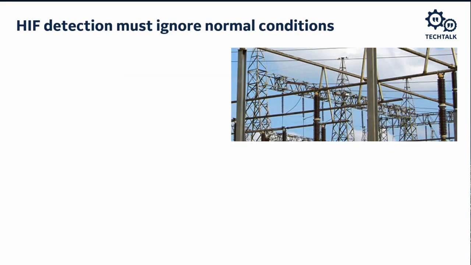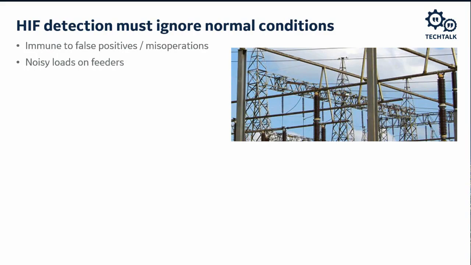Ideally, HIF detection should detect all HIFs and should be secure, ignoring normal conditions. Detection should be immune to false positive indications and misoperations. HIF detection must then differentiate between the HIF current signatures and the waveforms from intermittent and noisy loads.